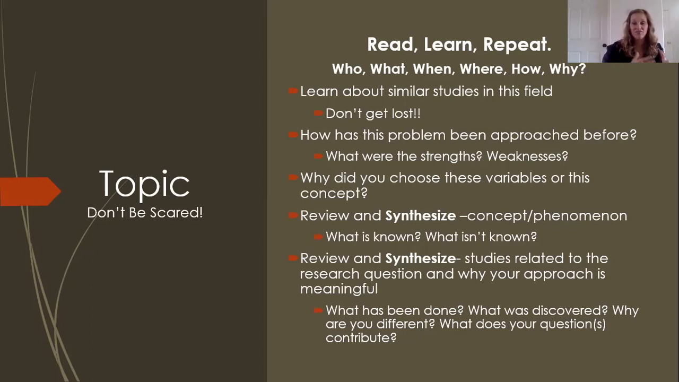So this goes back to the significance. All of these things are going to be part of the alignment that we talked about before. So what has been done, what's been discovered, if it's already been discovered, you're not researching it, and that's great. Why are you different? Are you using a different theory? Are you using a different lens? Are you looking at a different aspect of it? And what's the significance of this study? What are you contributing to the research world?